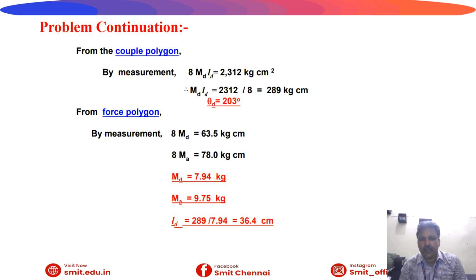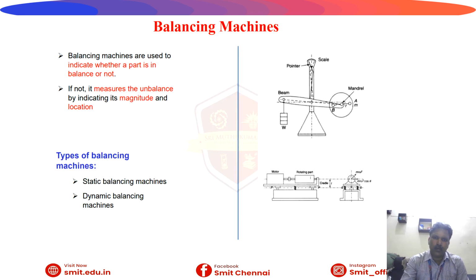From the force polygon by measurement, 8 MD equal to 63.5 kg centimeter, 8 MA equal to 78 kg centimeter. Upon calculation, you will get MD equal to 7.94 kg, MA equal to 9.75 kg. Then LD equal to 289 divided by 7.94, you will get 36.4 centimeter.